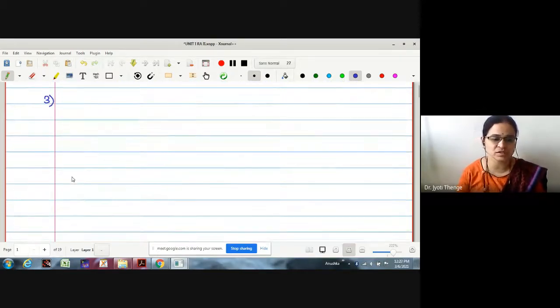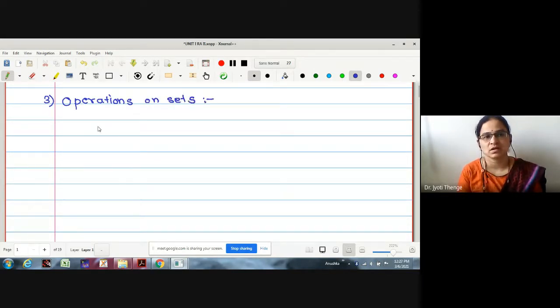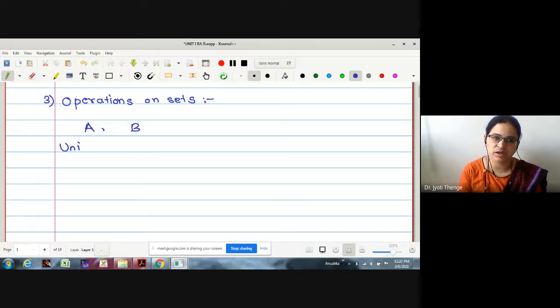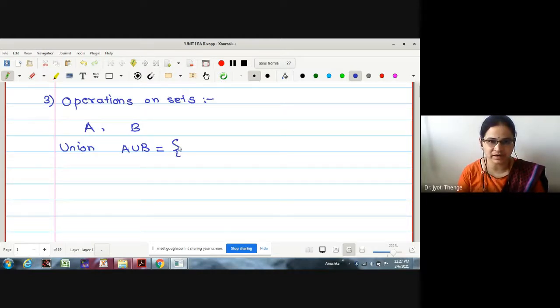Next we will go to the operations on sets. What are the operations defined on sets? If we have two sets, say A and B, the operations are union and intersection. First is union. What is union? This is denoted by the symbol A union B. How are you going to define the union of the two sets?